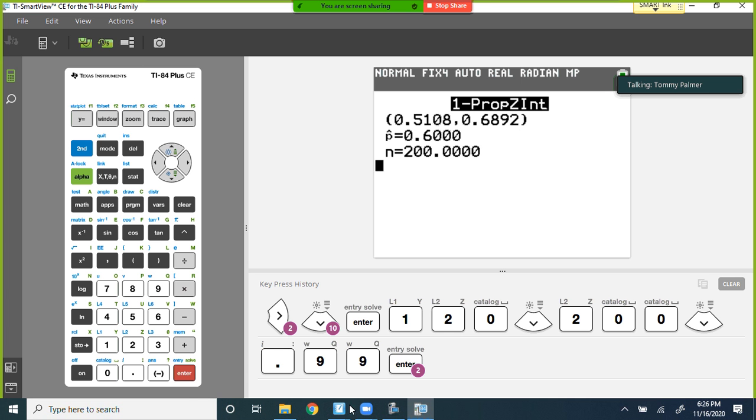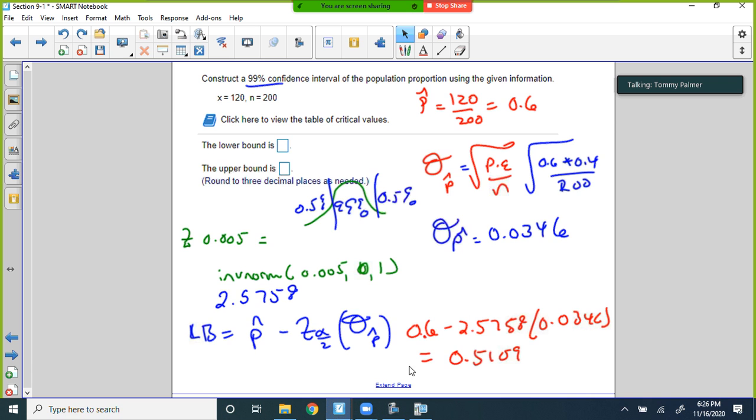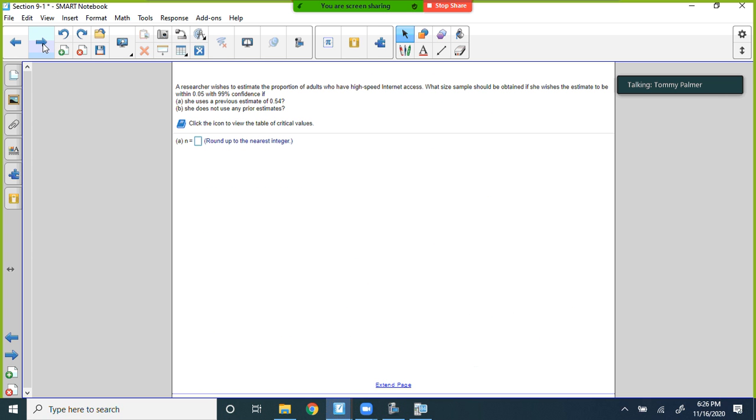Okay, let's look at the last problem, and then we're going to go because it's already time to go anyway. So you give me this one last problem, and then we're good. Because we've got to find the error. And Lord have mercy, we've got to do this by hand, so we might as well just do it, right? So a researcher wishes to estimate the proportion of adults who have high-speed internet access. What size sample should be obtained if she wishes to estimate to be within 0.05 with a 99% confidence interval? A, she uses a previous estimate of 0.54.